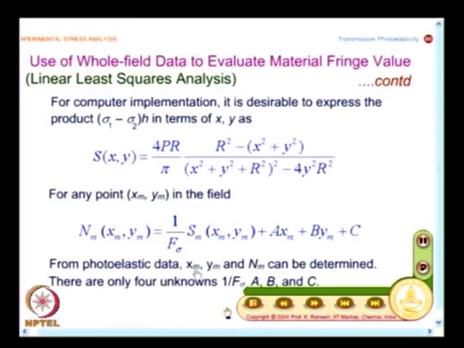So, what I have now is, you should recognize the unknowns are 1 by f sigma, and coefficients a, b and c. And what I have to do is, I have to write an error function. See, in all our least squares analysis, we need to write an error function and minimize that error function, so that you get the result which is the best fit for the given data points. So, the first step is, we need to find the error function. So, we define the error now.